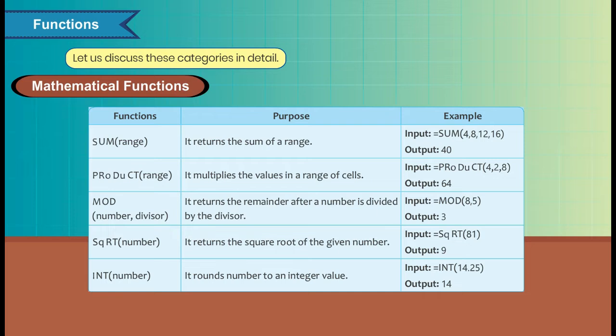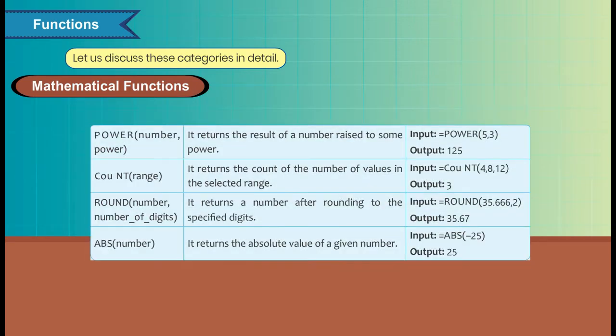Output: 9. INT(number). It rounds a number down to an integer value. Input: INT(14.25). Output: 14. POWER(number, power). It returns the result of a number raised to some power. Input: POWER(5, 3).